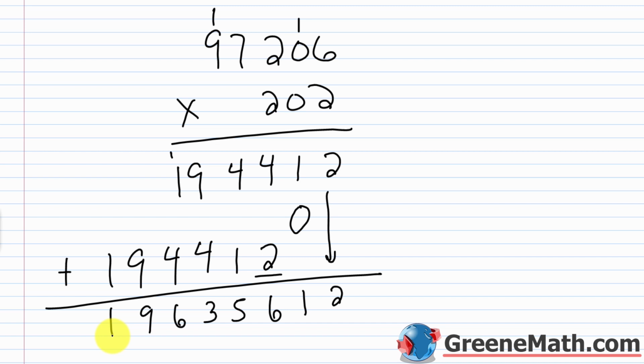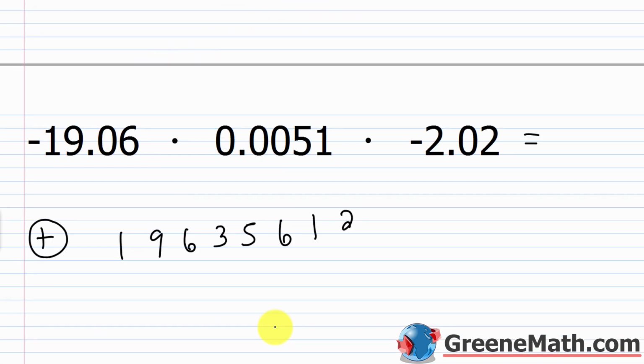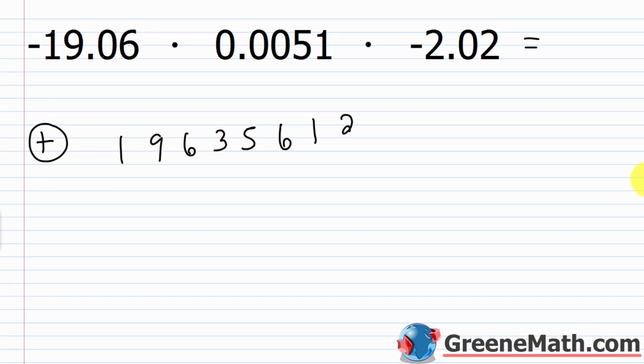19,635,612. So let's erase this, and we're going to write that up top. So now we want to just figure out where our decimal point should be in this answer. So to do that, we count the total number of decimal places between all of the factors. So if I come here, I have 2 decimal places. So 2 decimal places. Here I have 1, 2, 3, 4. So 4 decimal places. And here again I have 2 decimal places. So 2 plus 4 is 6. 6 plus 2 is 8. So that means I need to move my decimal point 8 places to the left.